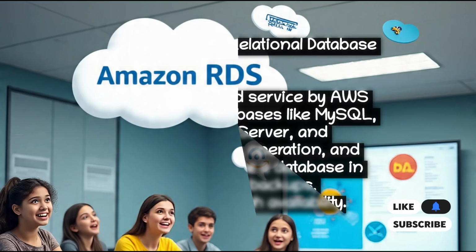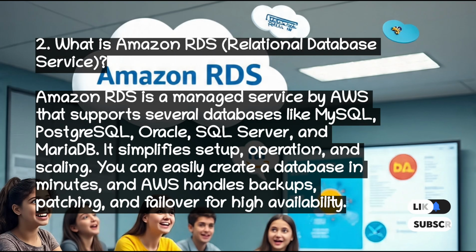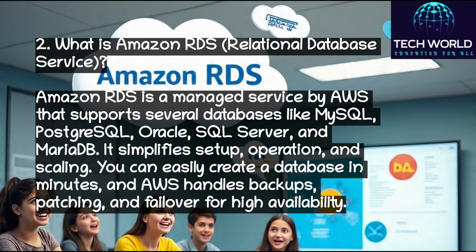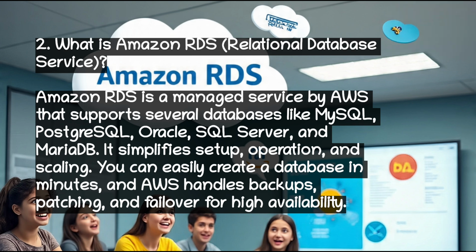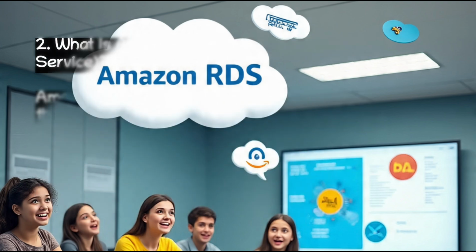2. What is Amazon RDS, Relational Database Service? Amazon RDS is a managed service by AWS that supports several databases like MySQL, PostgreSQL, Oracle, SQL Server, and MariaDB. It simplifies setup, operation, and scaling. You can easily create a database in minutes, and AWS handles backups, patching, and failover for high availability.